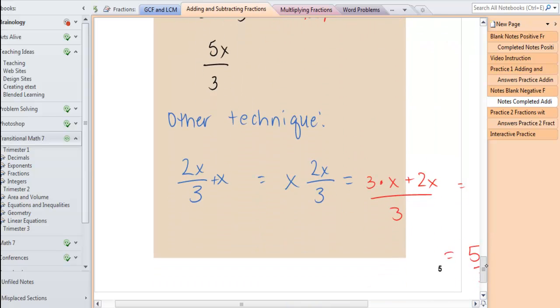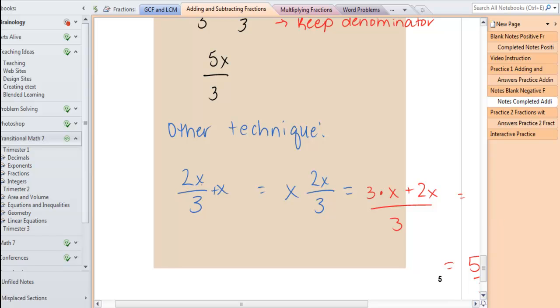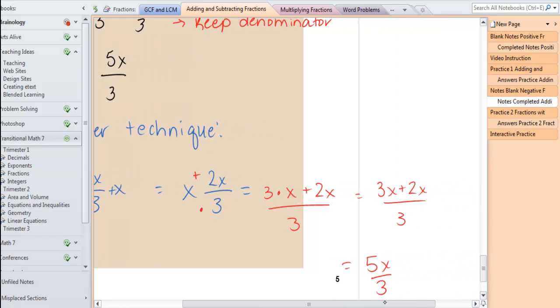The other technique was taking the fraction 2x plus 3 over 3 plus x and changing it to a mixed number, so that would be x and 2x over 3. And then you multiply 3 times x plus the 2x and leave it over the denominator, so you get 3x plus 2x, and that also equals 5x over 3. Either one of those techniques is fine.